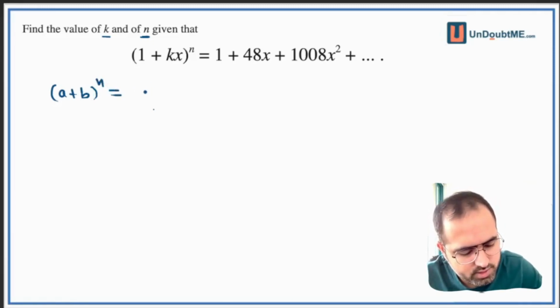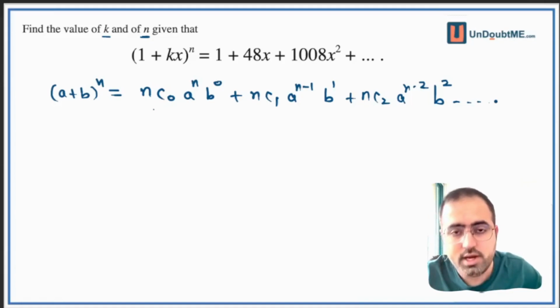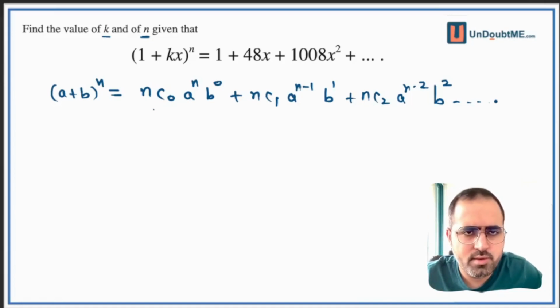So we'll start with nC0 a to the power n b to the power 0, nC1 a to the power n minus 1 b to the power 1, nC2 a to the power n minus 2 b to the power 2, and so on. It will go till the end. Now the nth terms are actually not required because we will mainly be covering the first three terms. From there we can get all our required numbers.